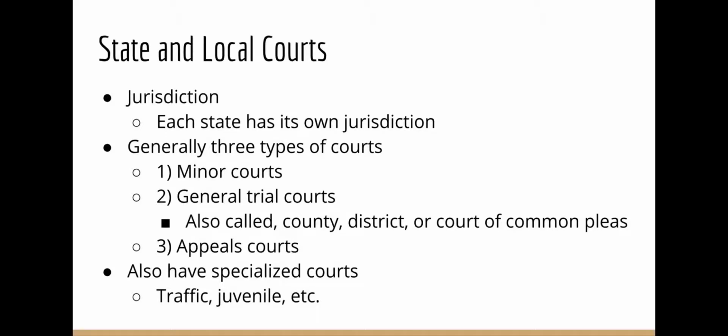And looking at the state and local courts, each state is going to have its own jurisdiction. Typically, you have three types of courts. You have minor courts, general trial courts, which would be like county and district courts or the Court of Common Pleas. And you also have state appeals courts. You also, within that, have specialized courts like traffic court or a juvenile court, things like that.